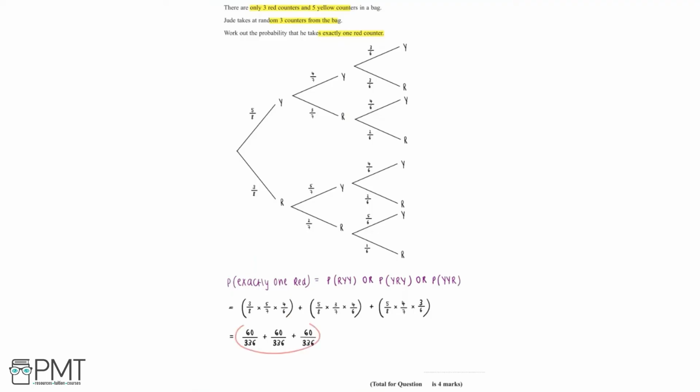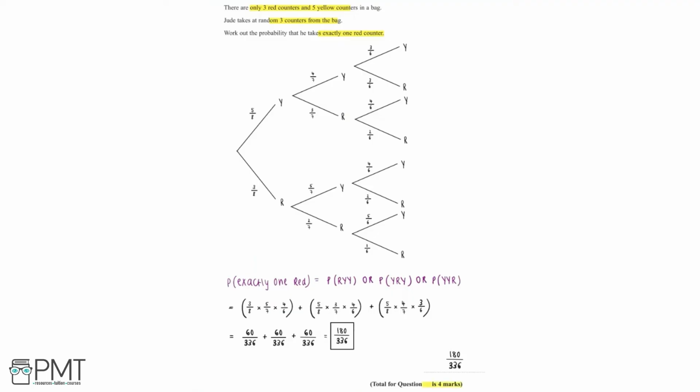And so adding these 3 fractions together, they have the same denominator, so we only need to worry about adding the numerators. 60 plus 60 plus 60 is equal to 180. And so 60 over 336 plus 60 over 336 plus 60 over 336 would be equal to 180 over 336. And so we've now found that the probability that he takes exactly 1 red counter is equal to 180 over 336.